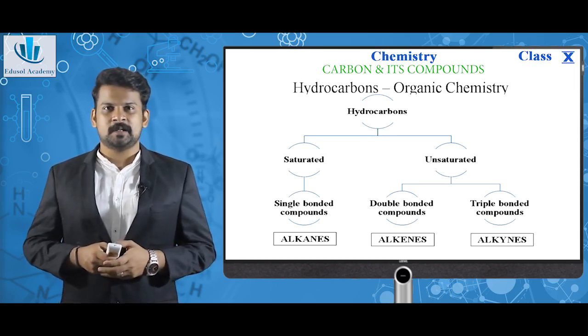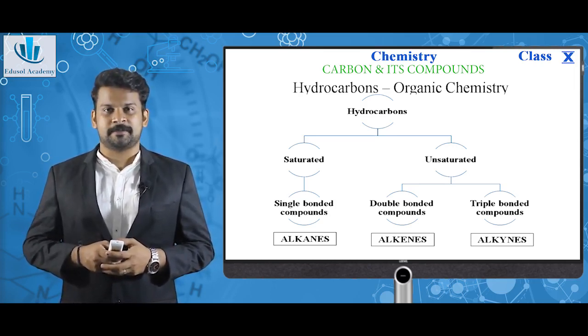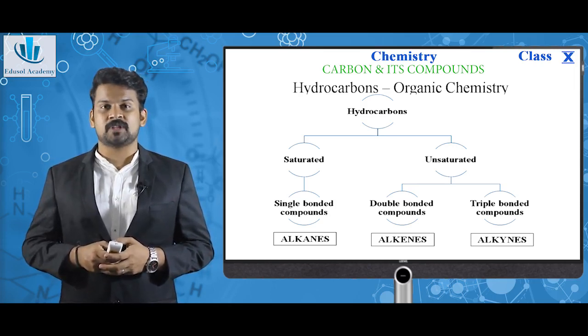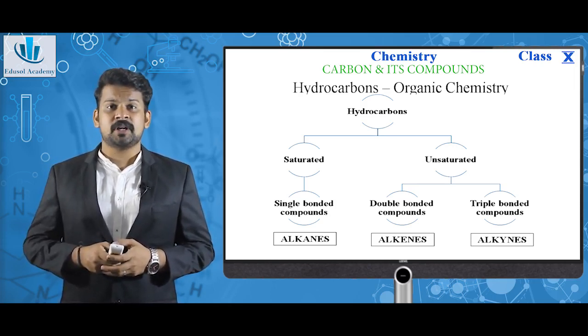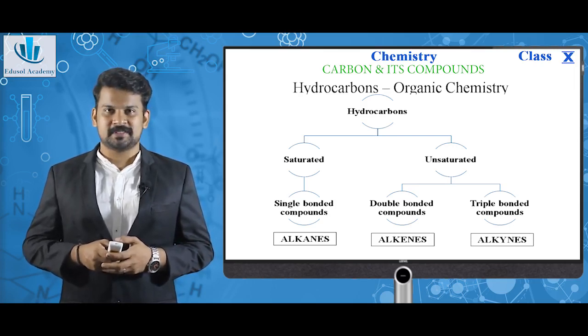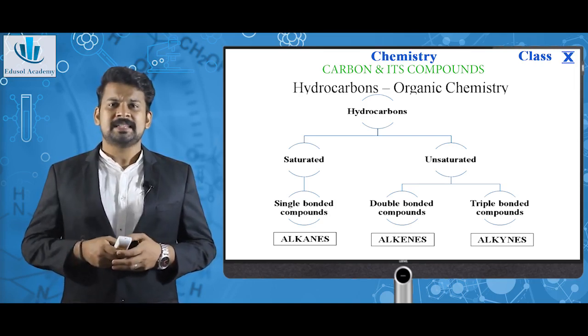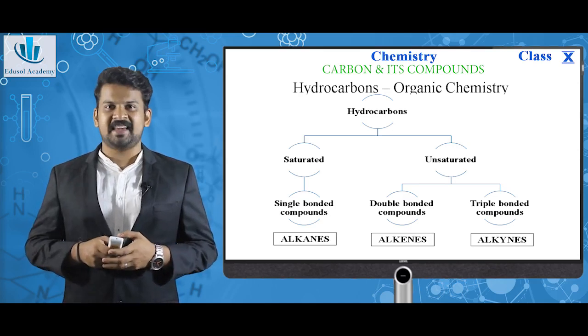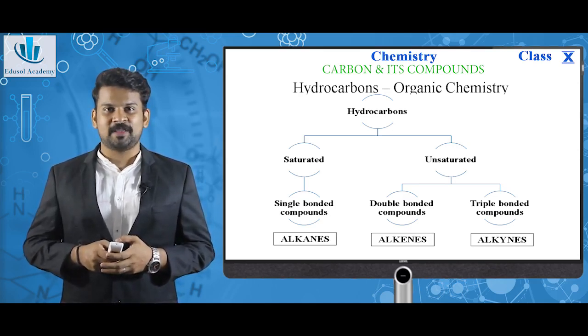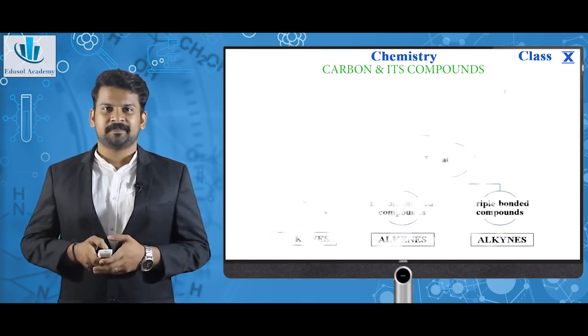As you can see in the chart, hydrocarbons are mainly classified into saturated and unsaturated compounds. Saturated hydrocarbons means the compounds are single bonded compounds. In unsaturated, there are double bonded compounds and triple bonded compounds. Single bonded compounds are called alkanes, double bonded compounds are called alkenes, triple bonded compounds are called alkynes.